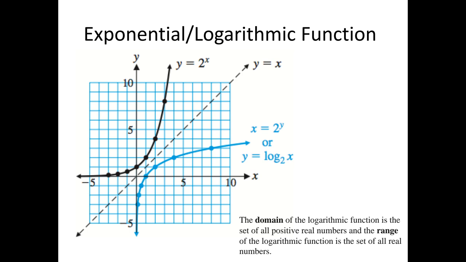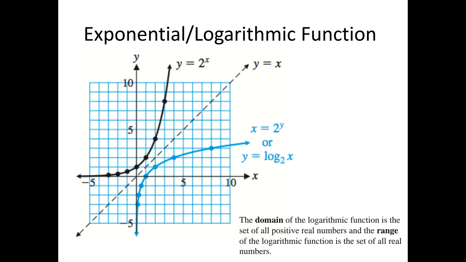It's increasing as I go up. It's continuous. There's no breaks. And if you see here, my axis of symmetry is my y equals x line. This creates the mirror image of my exponential function and my log function.